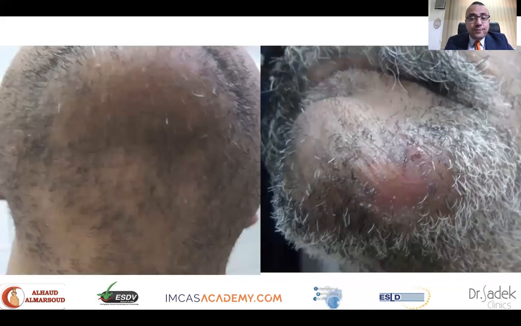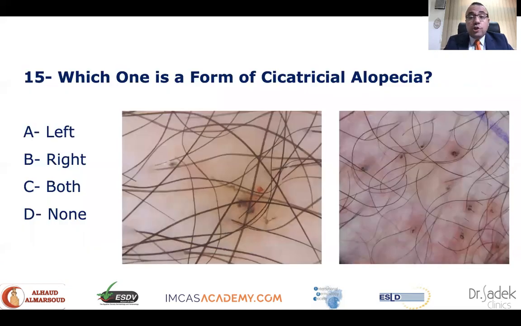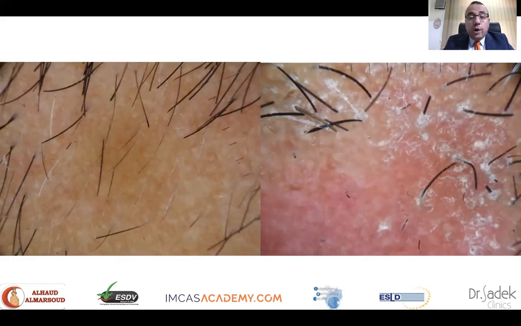Okay, now with the beard, two adult males for sure, suffering from patchy hair loss of the beard area. What do you think? The one on the right shows background inflammation. The one on the left doesn't show such inflammation. And which one of them can be a form of cicatricial alopecia? What do you think? The one on the left or the one on the right? Both or none?